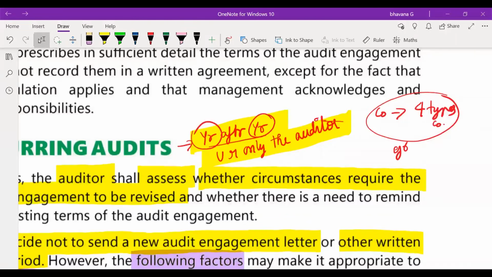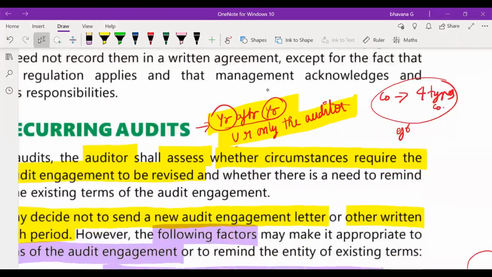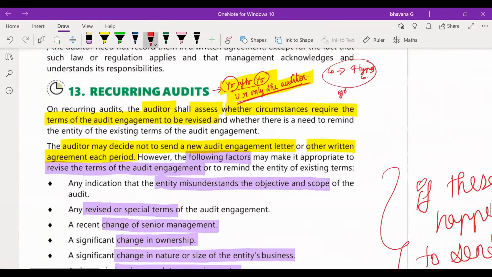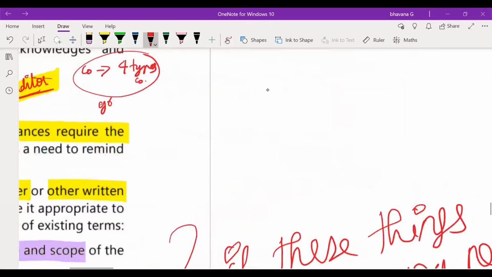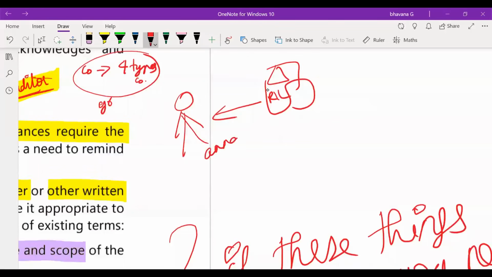So what happens when you are the same auditor year after year? Suppose you are appointed in the same company as an auditor year after year, what will the situation be? That is what we are going to study in this recurring audit. Suppose Reliance Industries came to the auditor Anna and told him they want him to do the audit. In the first year, the auditor Anna did the audit.